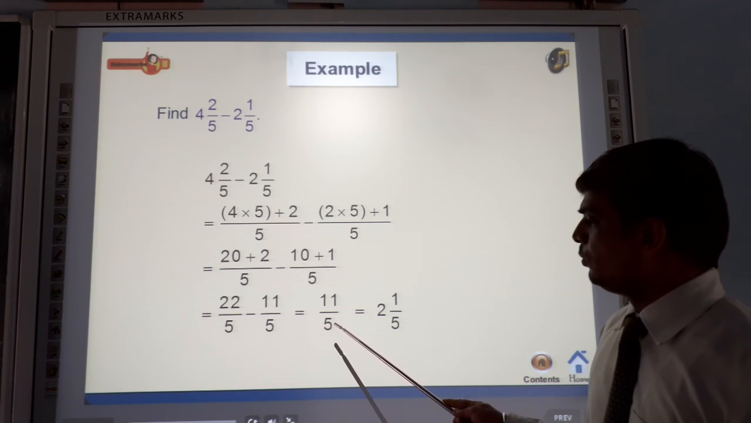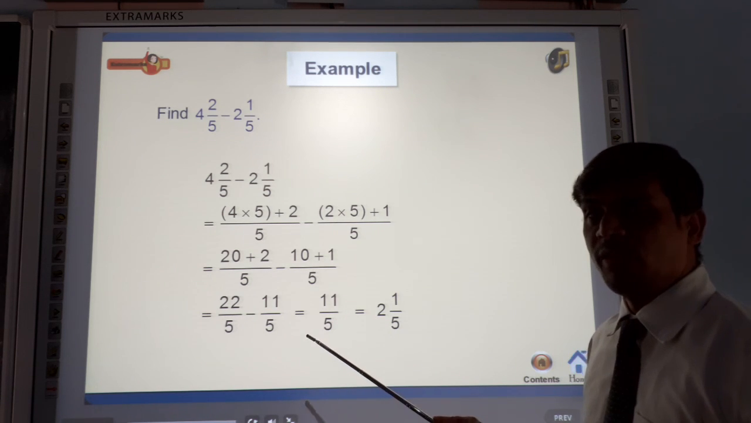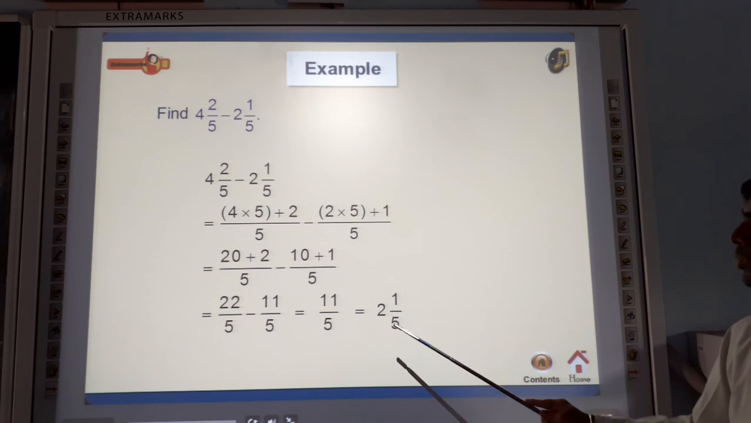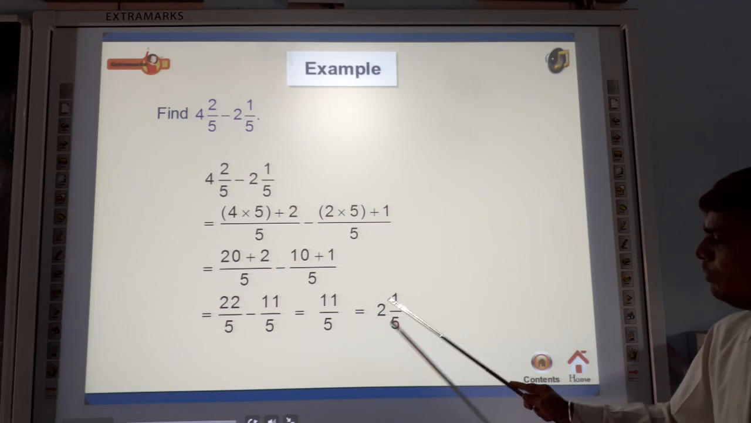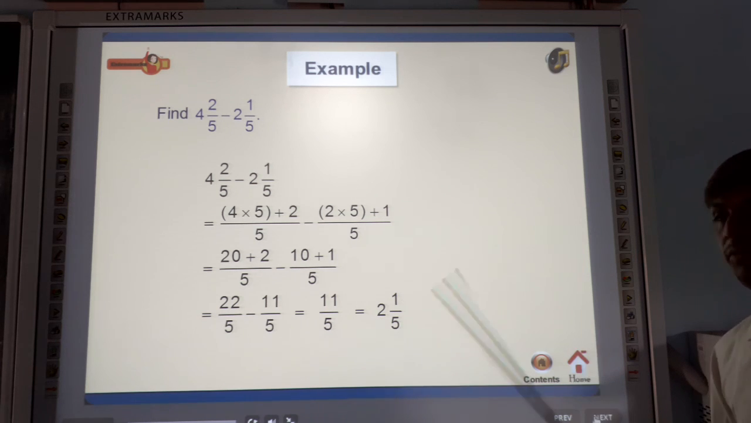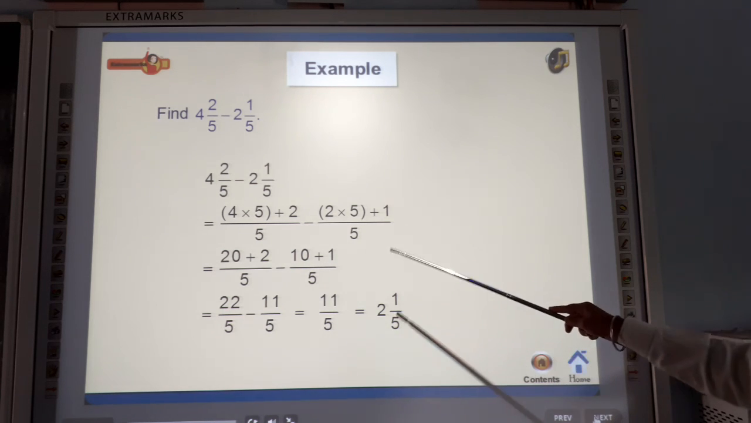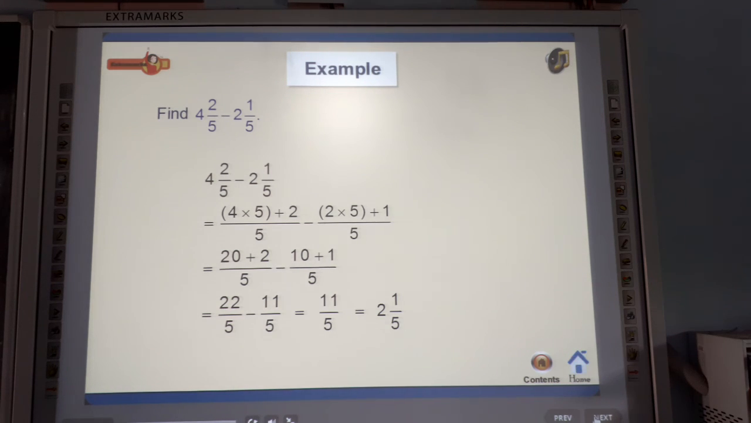Convert the improper fraction into a mixed fraction. 11 upon 5 is equal to 2 1 upon 5. 5 twos are 10 plus 1, 11 upon 5. Look at this. Show the example. Okay student. Thank you.